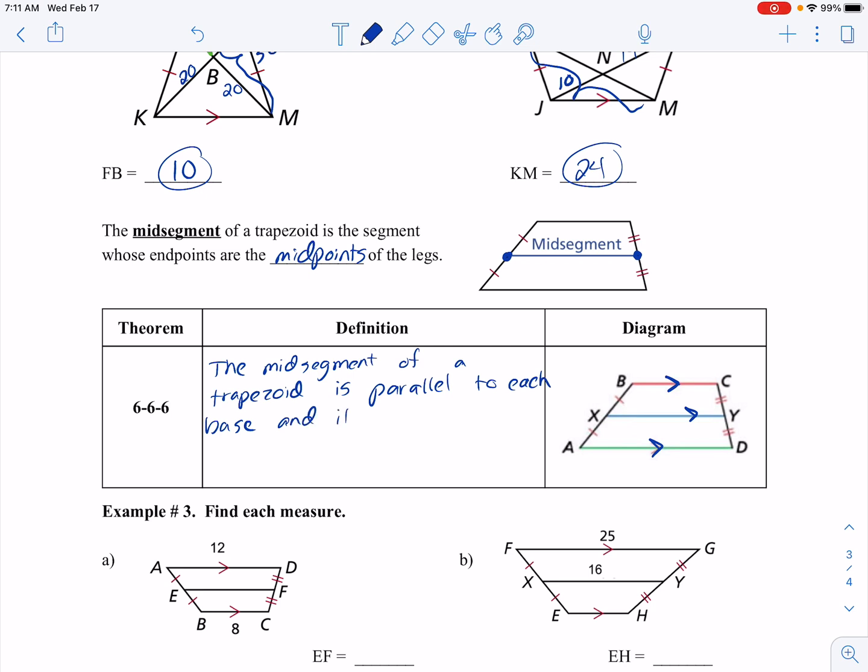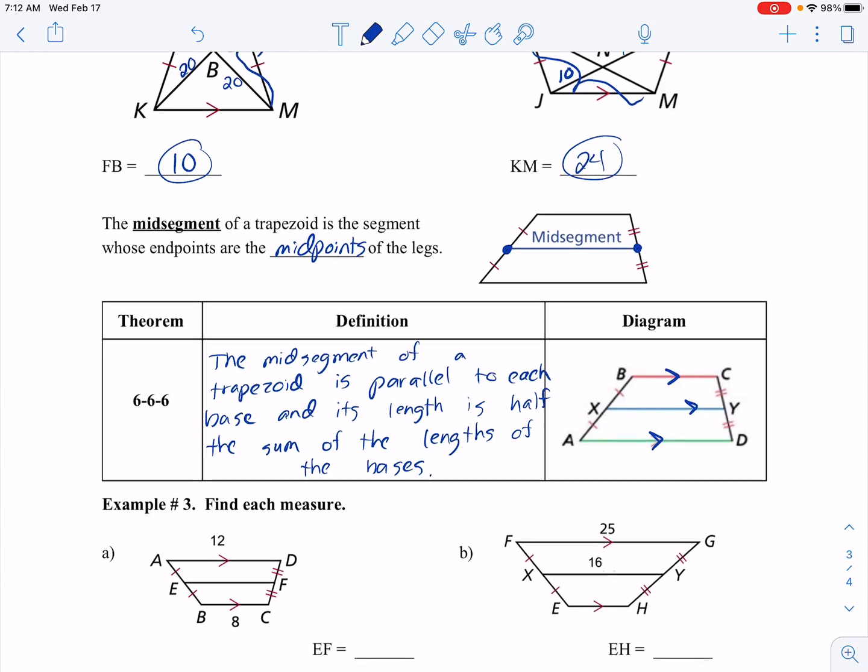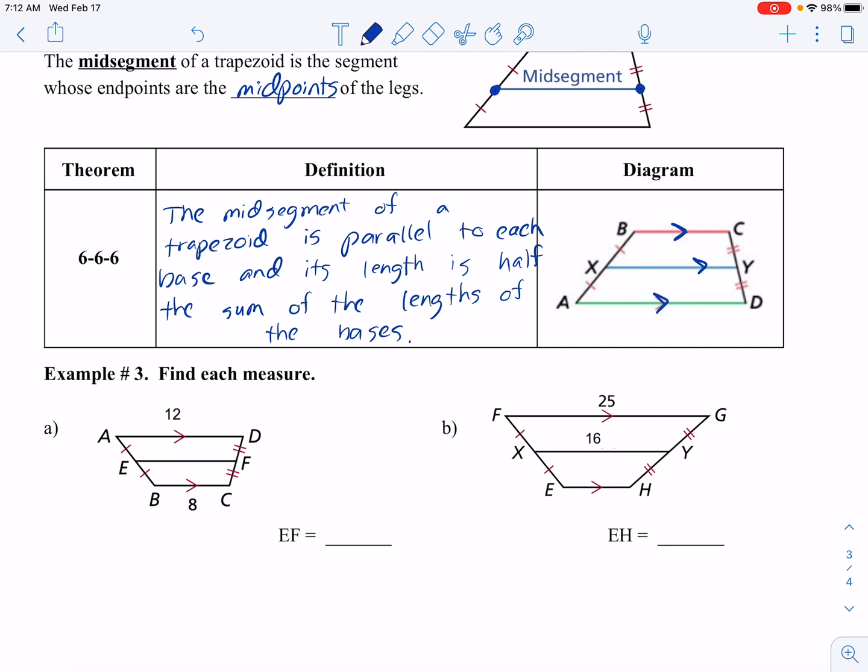And its length is half the sum of the lengths of the bases. All right. So XY, that's our midsegment. It equals BC plus AD cut in half. It's the average of the lengths of the two bases.